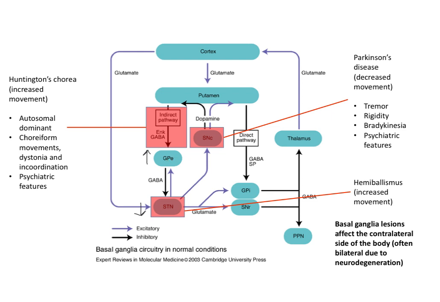So Huntington's chorea is a hyperkinetic disorder caused by loss of inhibition of the external segment of the globus pallidus. So we have these choreiform movements, these involuntary movements, and we also have problems with coordination and psychiatric features once more in this condition. So Huntington's is a hyperkinetic movement disorder.